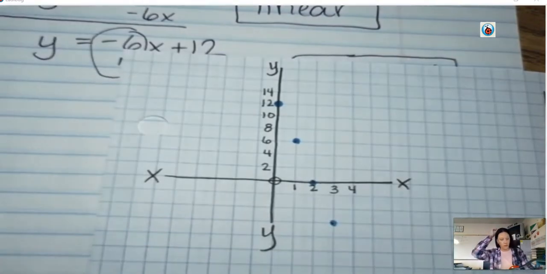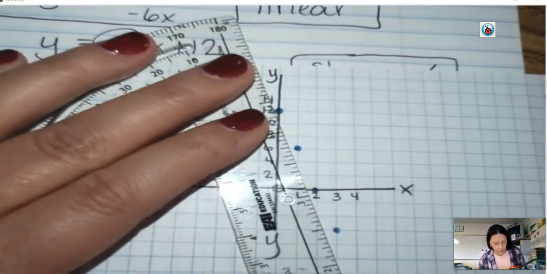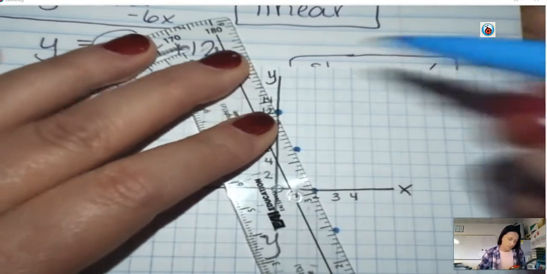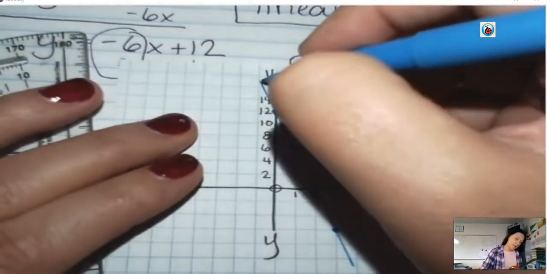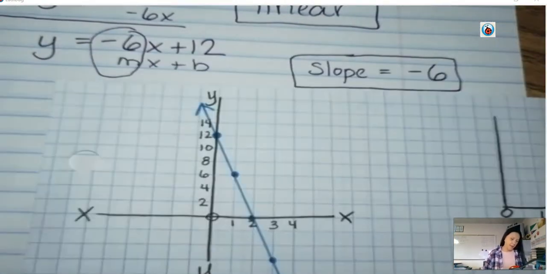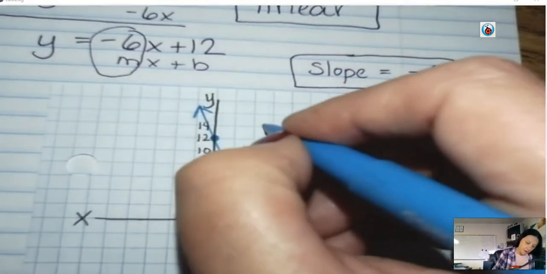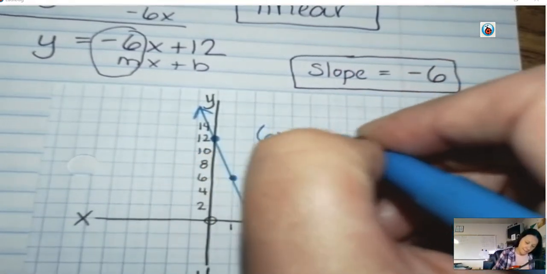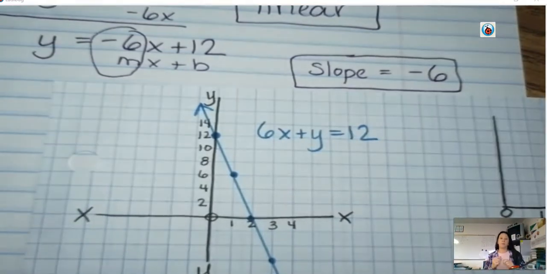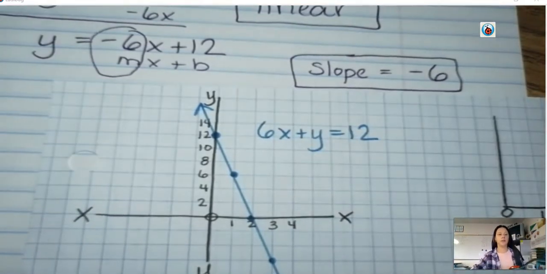Once you have a few, go ahead and connect it with a straight edge. And then make sure you have arrows on both sides. And that is the graph for 6x plus y equals 12. Okay, go ahead, cut that out and glue it into your notes if you haven't.